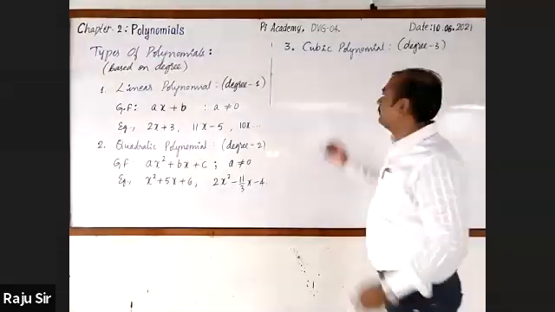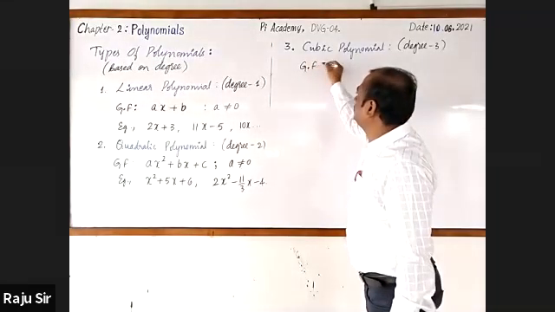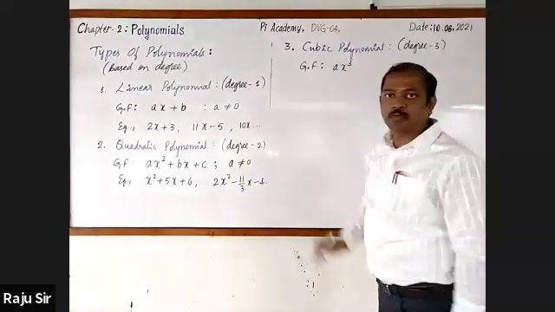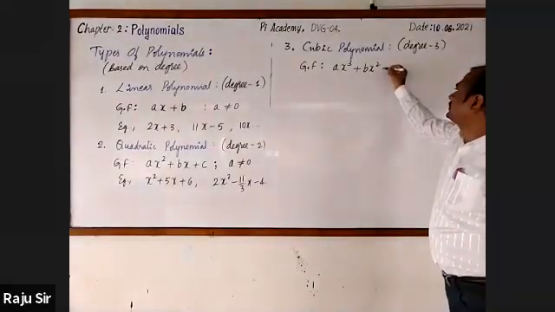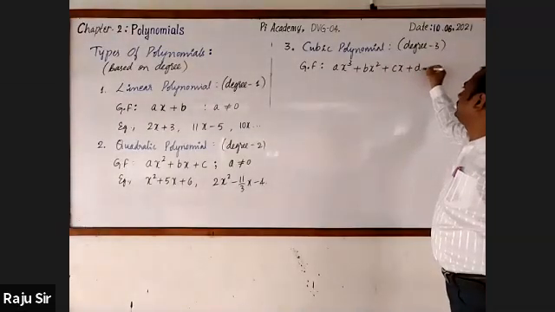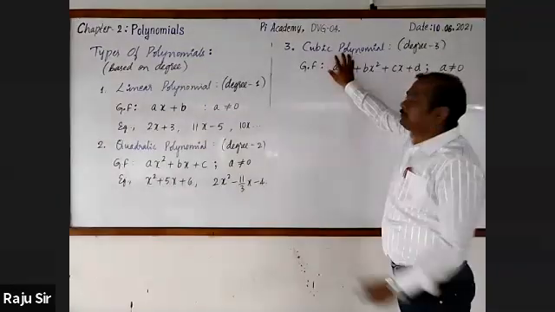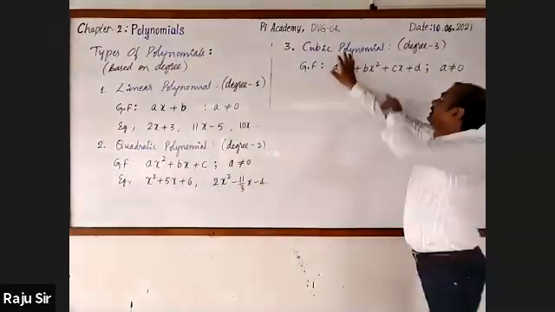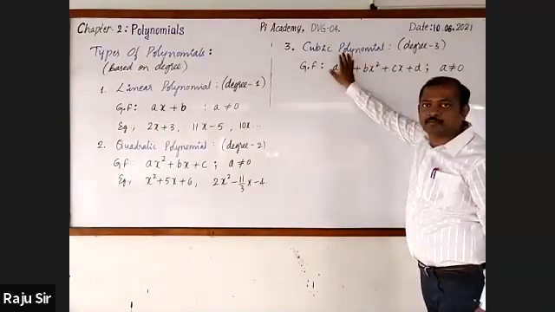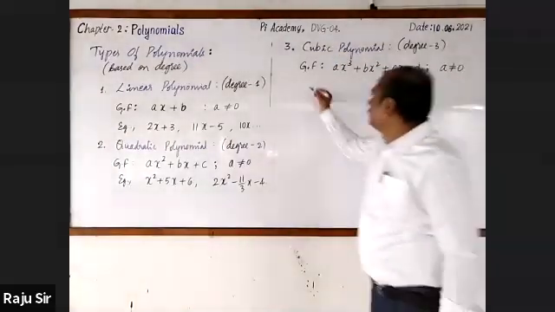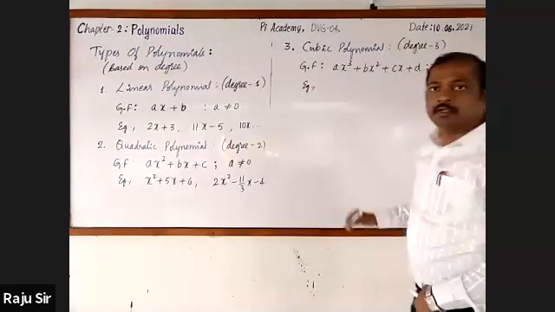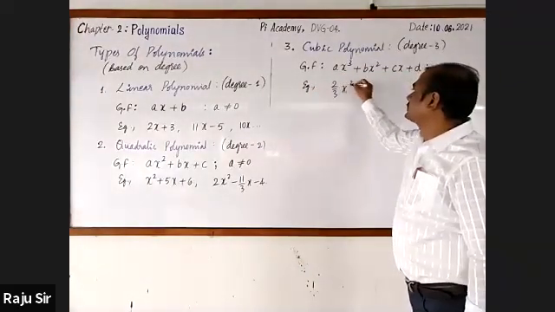And its general form is ax cube plus bx square plus cx plus d, where a is not equal to 0. If a becomes 0, it will be a quadratic polynomial, I can write degree 2. Next, take a few examples. It is 2 by 3 x cube minus 1.